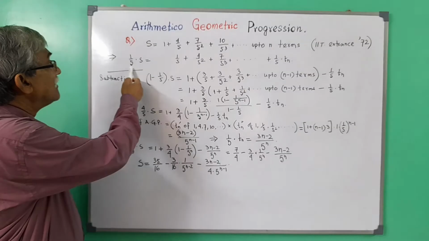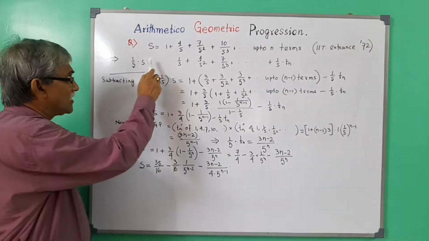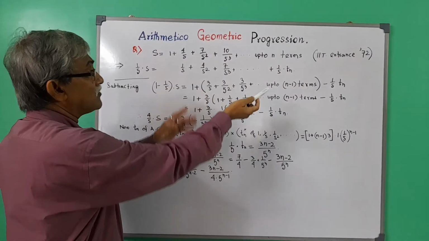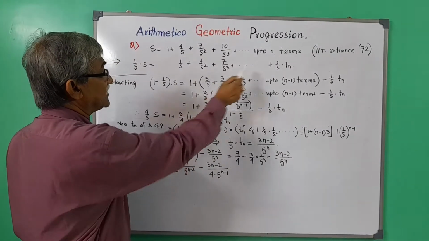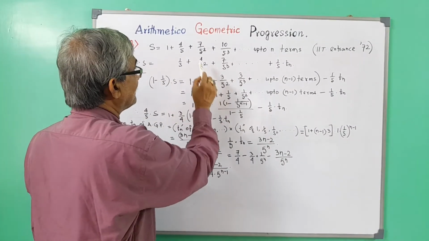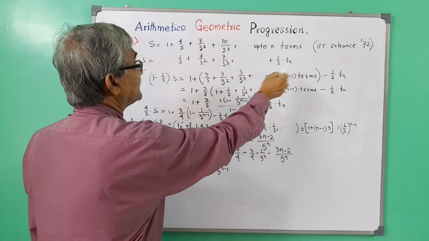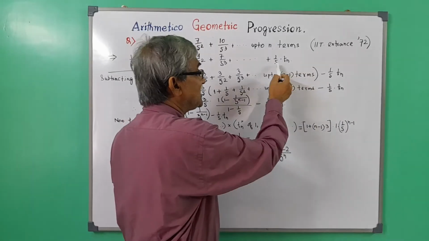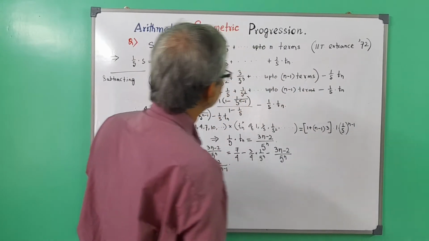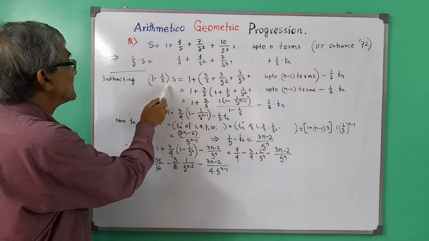So 1 by 5 into S will be shifted by 1 place. On the right hand side: 1 by 5 plus 4 by 5 square plus 7 by 5 cube, and the last term being Tn, it will be plus 1 by 5 into Tn. As before, we are subtracting.